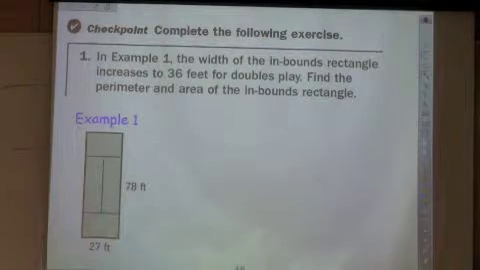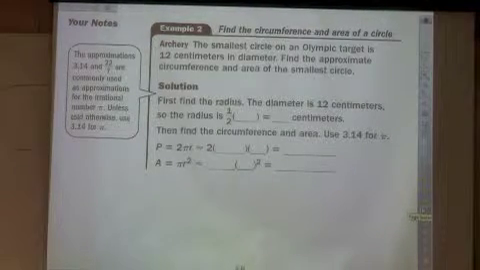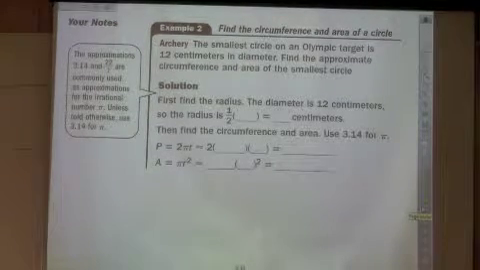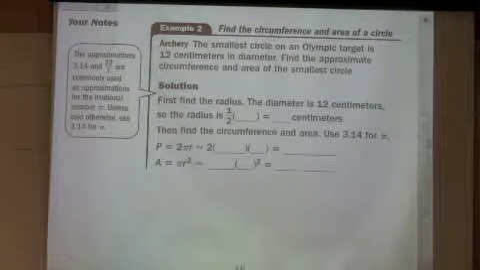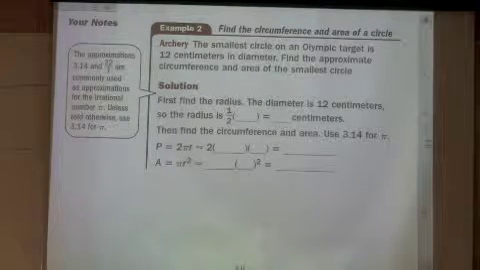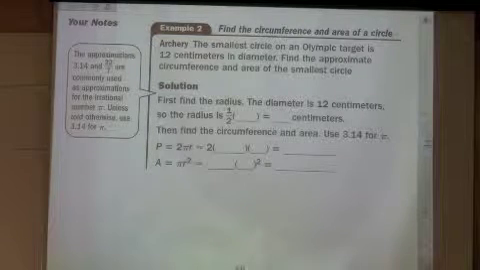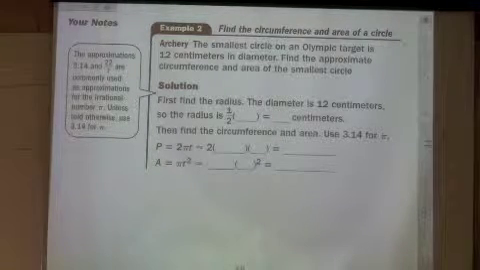We're going to skip this one. We're going to skip the checkpoint problem. Let's jump to example 2. It fits in well, we just had the Olympics last summer. The smallest circle on an Olympic target in archery is 12 centimeters in diameter. Find the approximate circumference and area of the smallest circle.